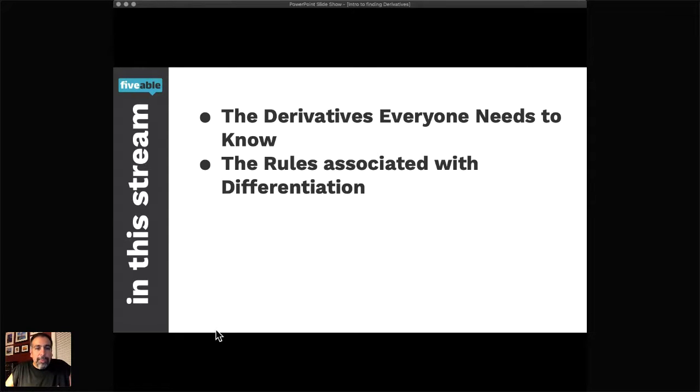The next thing we're going to do is talk about some of the rules associated with differentiation. Now, for those of you who have gotten a little further, you may have heard of a product rule or a quotient rule or a chain rule. We're not quite going to get that far this evening. We're really just going to start off with the basic derivative rules. If you want some help with the product, the quotient, and the chain, that will be coming in future streams. But tonight, we're just going to start with the one steps and see how those are used.